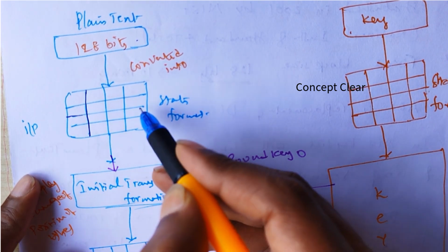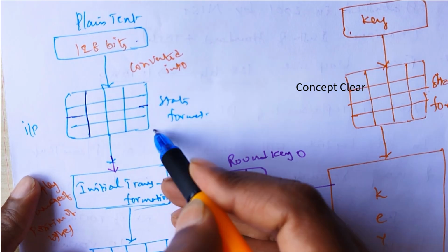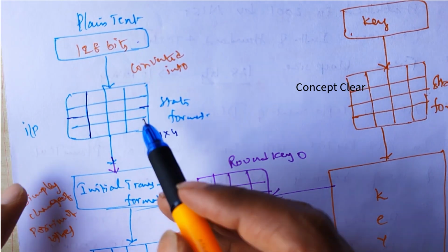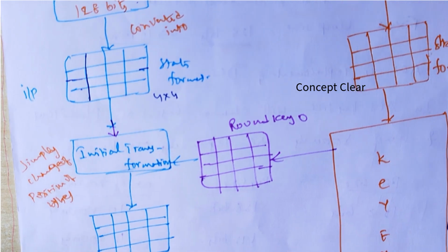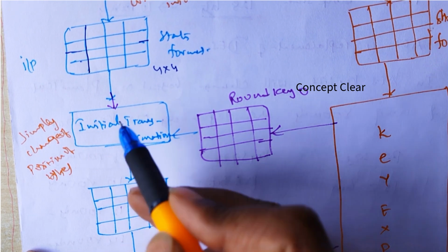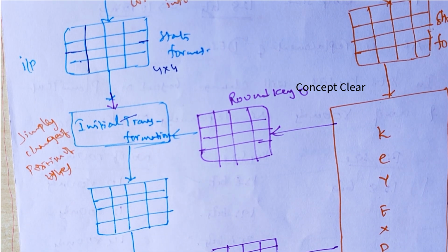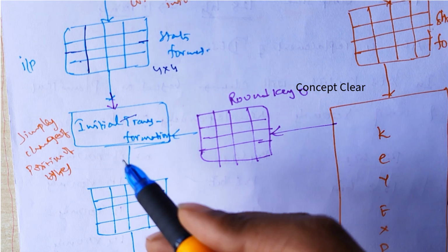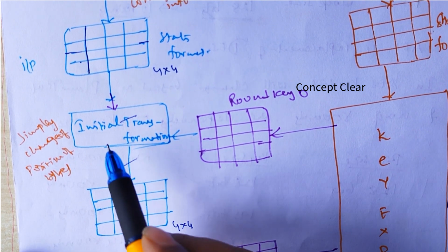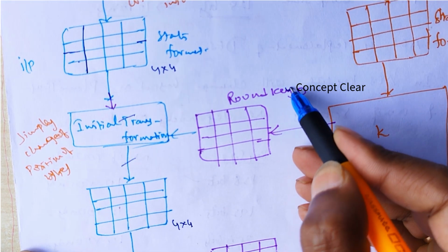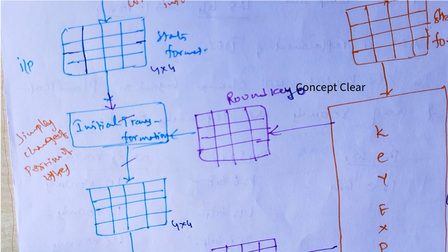I already explained that the plain text is converted into a 4 into 4 matrix state format. That is the input, and after that the 4 into 4 matrix is applied to the initial transformation. What is the meaning of initial transformation? We already saw it in the DES algorithm. Here initial transformation simply means the bit positions will be changed. After the initial transformation, we again get a 4 into 4 matrix. To perform the initial transformation, we get round key 0.